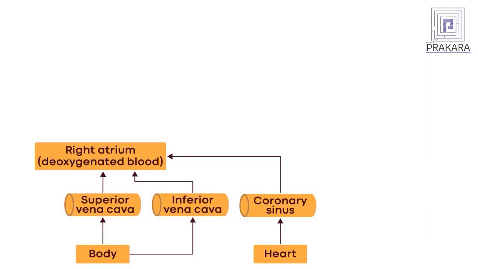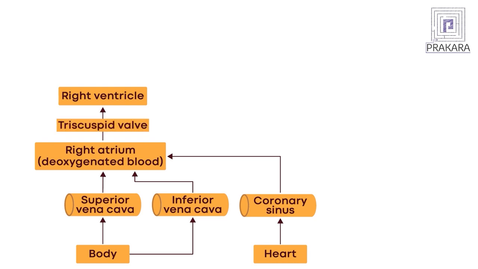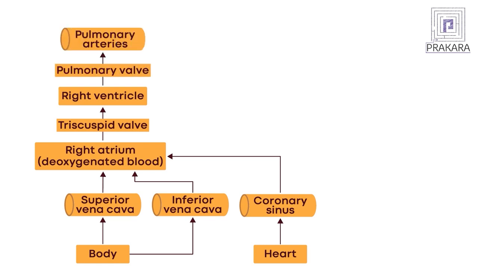So, right atrium is like a filling chamber which collects all this deoxygenated blood from the heart and the rest of the body. Now, this blood goes from the right atrium to the right ventricle via the tricuspid valve. And from the right ventricle, the blood is then pumped into an artery known as the pulmonary artery via the pulmonary valve. Now, remember, I told you in the last video that the pulmonary artery is carrying deoxygenated blood, but then it is still called an artery, it is not called a vein.